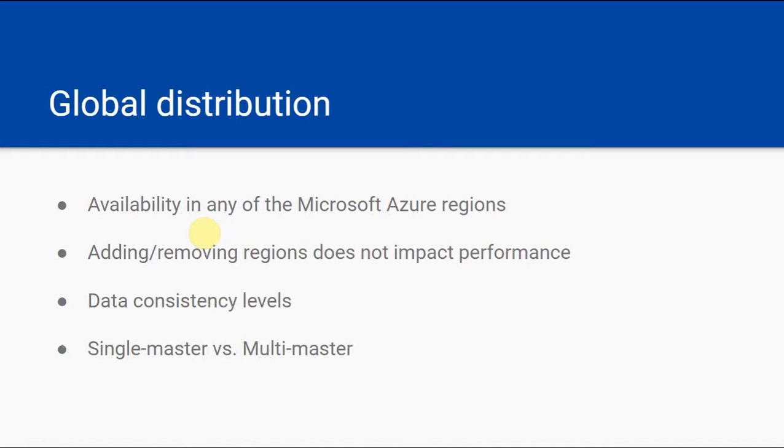And there's also this concept of single master versus multi-master. Initially, when Cosmos DB came out, it was single master, which means that say you have a globally distributed database across multiple regions. You can read the data from any region, but you can only write the data from a single region. So that's why it's called single master. But recently they have moved to this multi-master model, where you can write the data from multiple different regions. So that's multi-master versus single master.